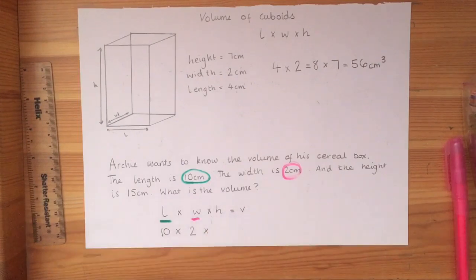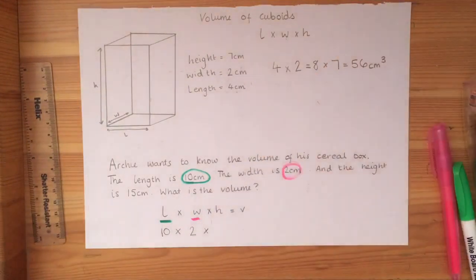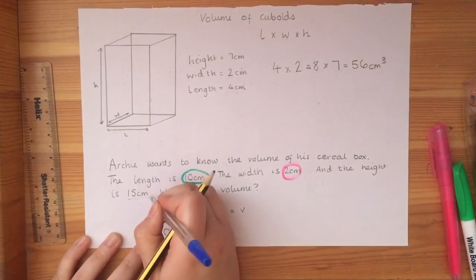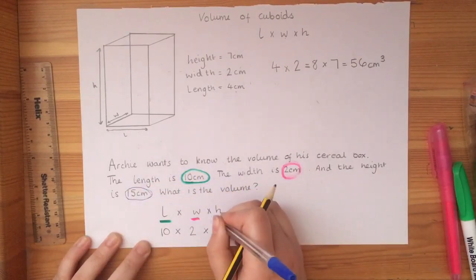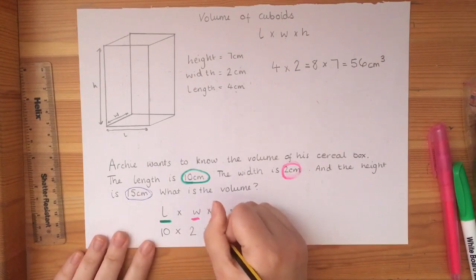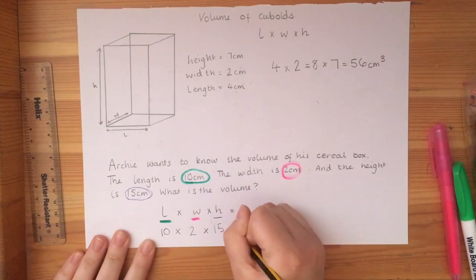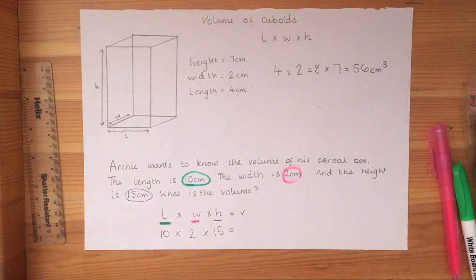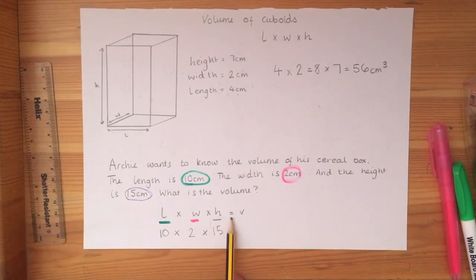And then my last one, I want to look for the height. So it says here the height is 15 centimetres. So my last one, I'll be timesing whatever number that is by 15 to get the volume. Okay, I've written it here a bit like an algebra formula: L times W times H equals V. All that means is what it's standing for: length times the width times the height equals volume.